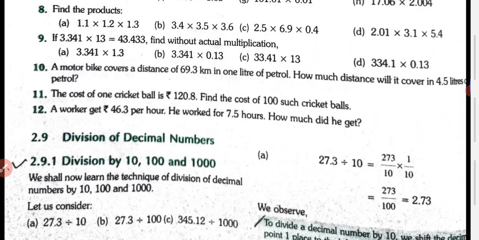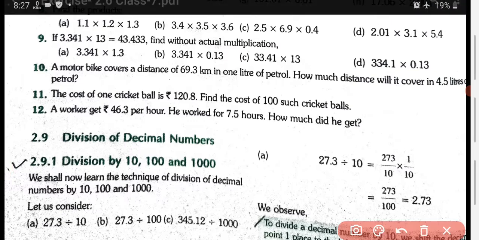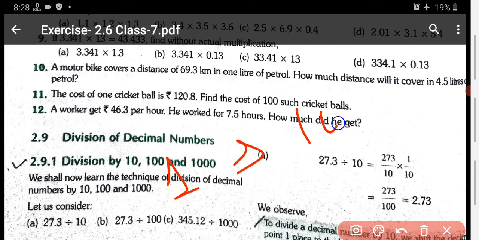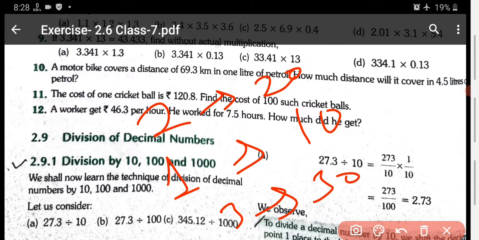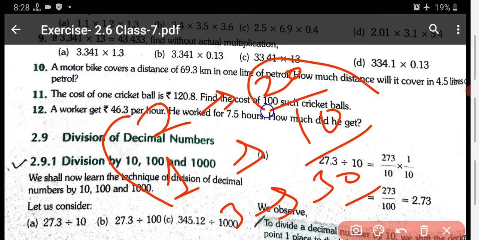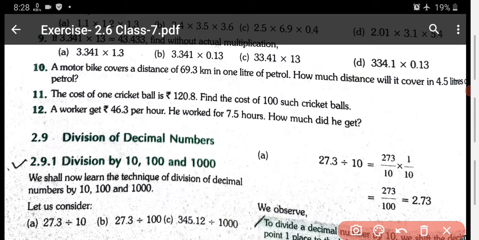The next question is, the cost of one cricket ball is this. Find the cost of 100 such cricket balls. Now you have to tell. Suppose one ball you have to bring for 10, then 2 balls you have to bring for 20, then 3 balls you have to bring for 30. So it will become more. So in more, when the number of balls becomes more, then the price will become more. So in more you have to do multiplication.